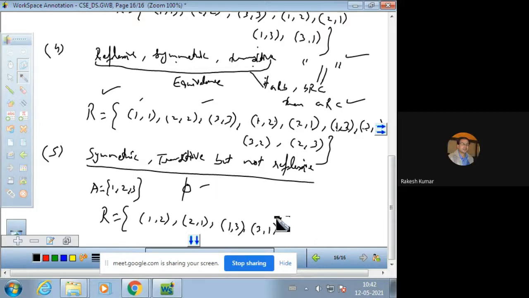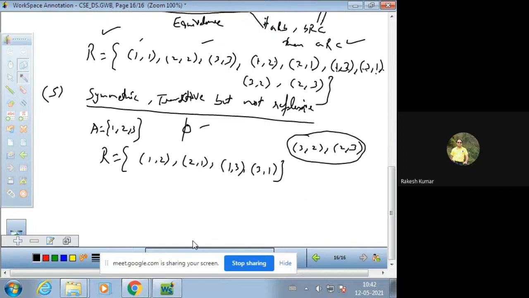ये हमें हटाना पड़ेगा यहाँ से. मैं अभी बताता हूँ क्यों हटाना पड़ेगा. आपने रिमूव करा (3,2) and (2,3). Remember, these two elements I have removed from the set of relations. अभी मैं आपको बताता हूँ.